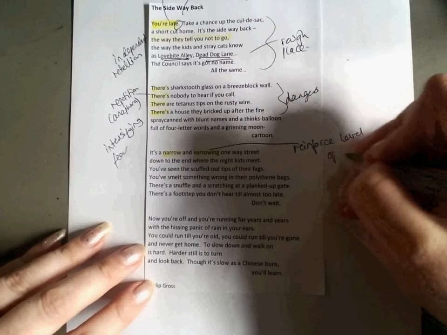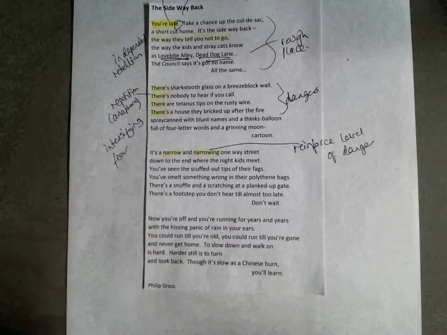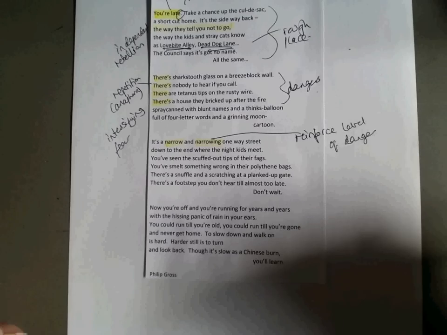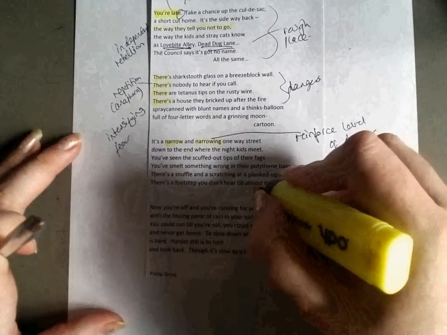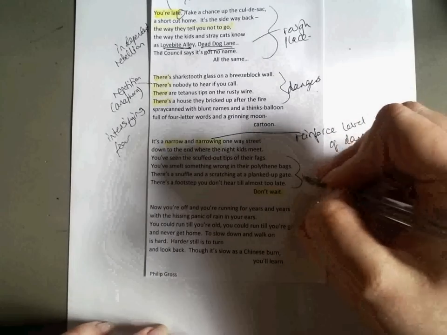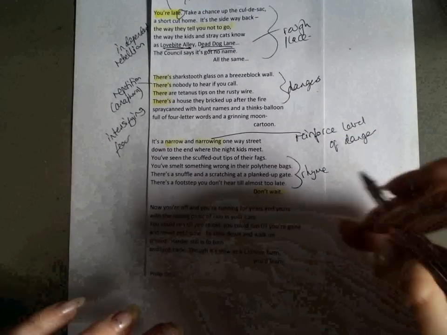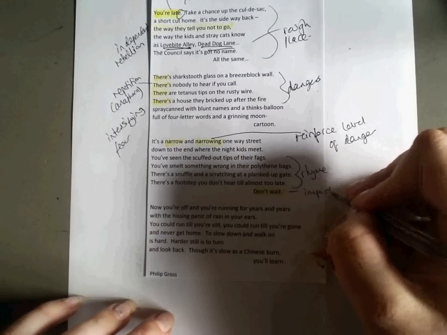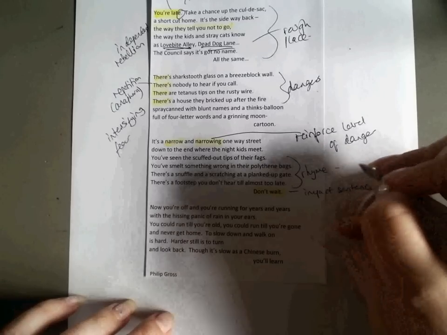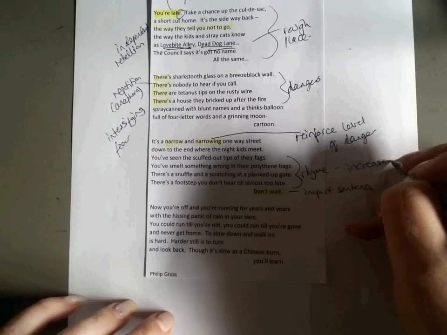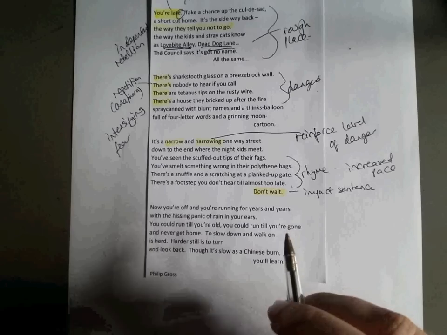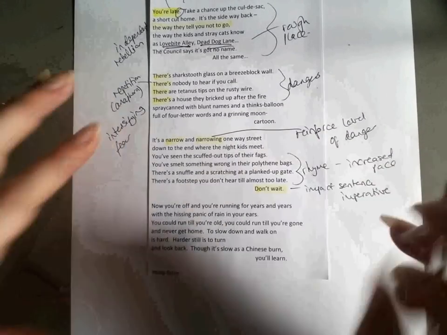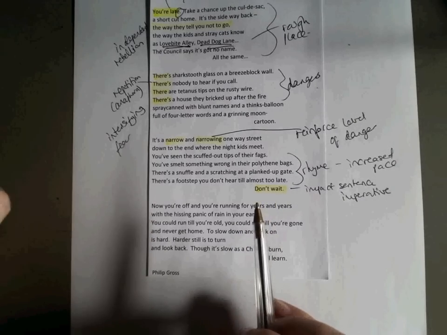"You've seen the scuffed out tips of their fags, you've smelt something wrong in their polythene bags, there's a snuffle and a scratching at a blanked up gate, there's a footstep you don't hear till almost too late, don't wait." So I'm looking here structurally, in this rhyming section, and then again this very short impact sentence, we get this increased pace, and then this punchy "don't wait," this imperative, isn't it? This command to the child, don't hang around where all of this dangerous stuff could happen.